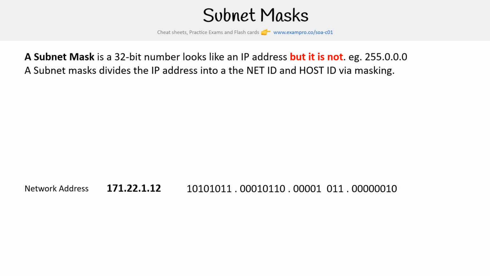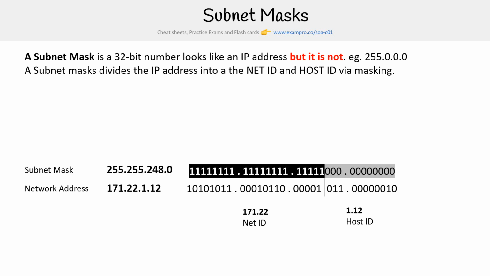So here we have a network address, 171.22.1.12. What part of that IP address is identifying the subnet, and what part is identifying the host or possible hosts that can be on that network? Let's say we drew the line here. We could draw the line anywhere we want because it's just going to change what is here. So the net ID is 171.22, and the host ID is 1.12. If we want to draw our line there, that's how we use our subnet.